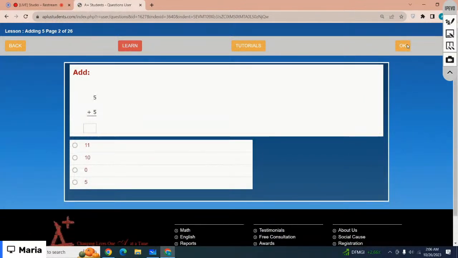The next one is 5 plus 5. Which is the correct option? 11, 10, 0 and 5. Start with 5 and count forward 5. So 5 plus 5 makes 10. Very good. The correct option is 10. Got it? Very good.